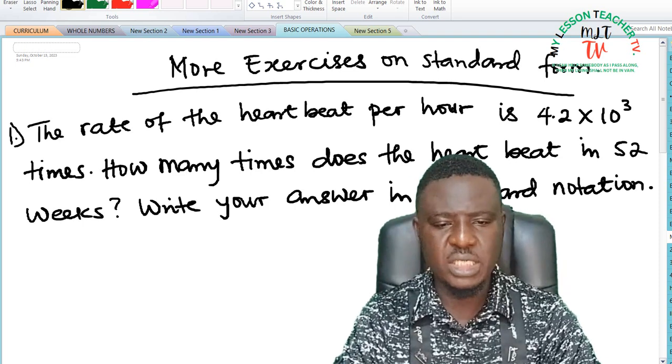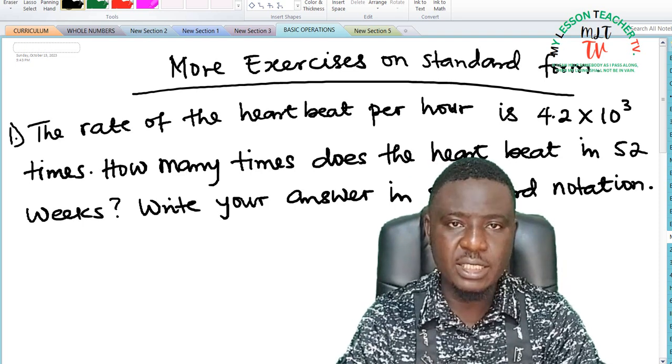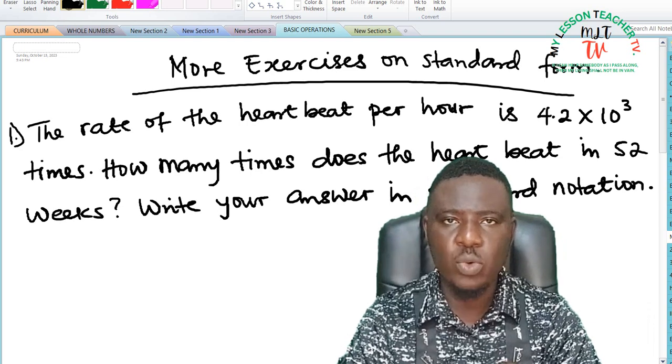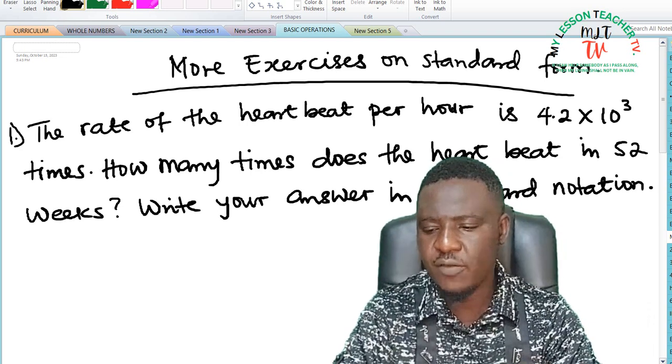We shall now take more exercises on standard form. In this exercise, we shall be looking at word problems leading to standard form.